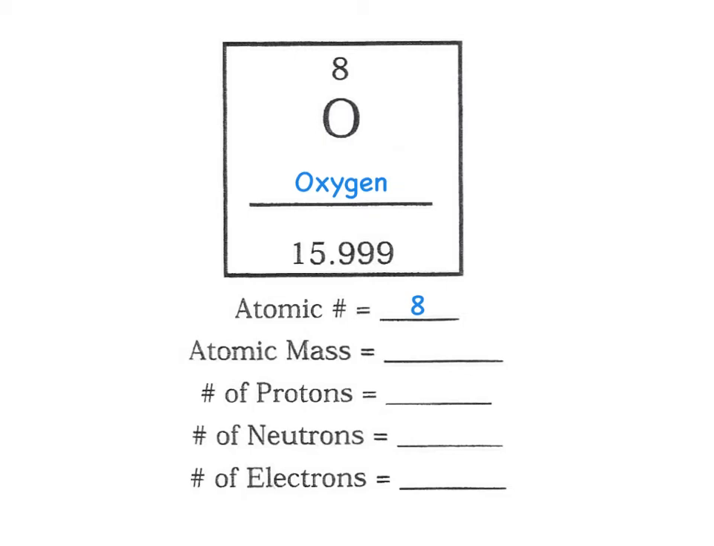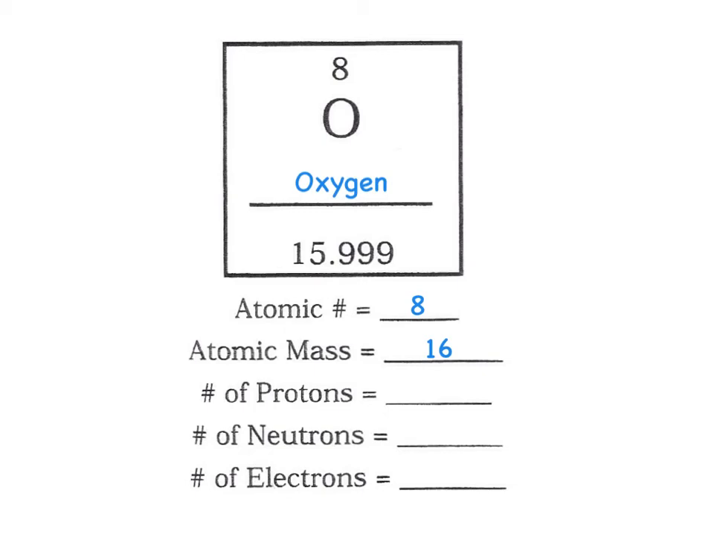So now we need to fill out the atomic mass. Well, I know the atomic mass is the bottom number in each element's box on the periodic table. However, when we write the atomic mass on the line, we round to the nearest ones place. So we've got to be able to round. So 15 and 999 thousandths rounds to 16. So let's fill that in, please.